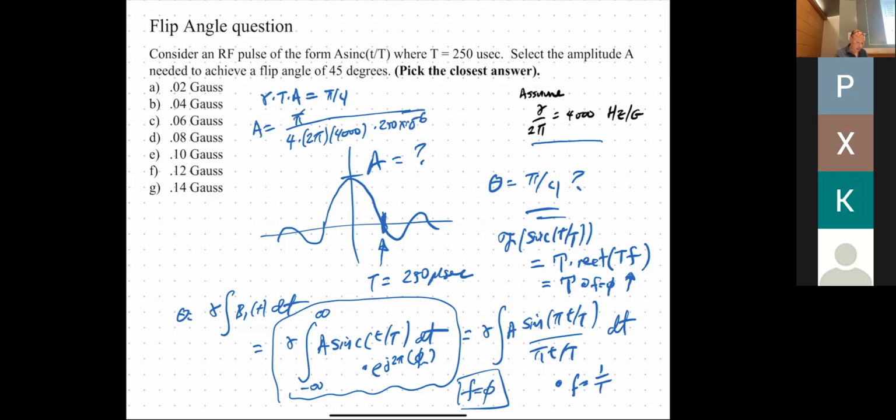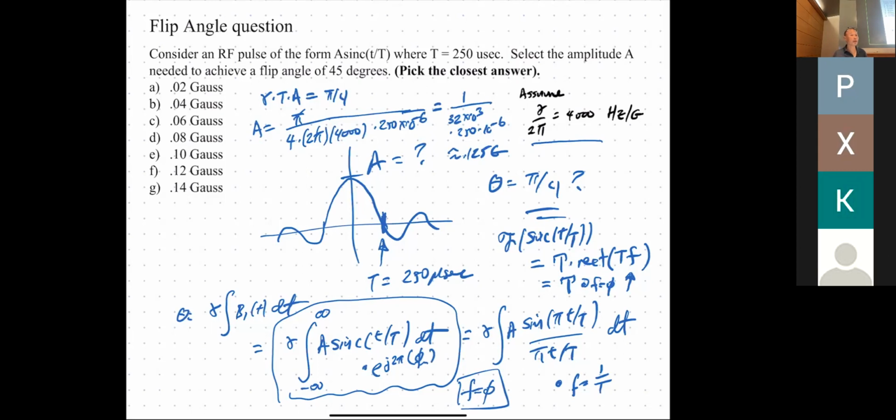The pi's cancel out. What do I get on the bottom? I get 1 over 8 times 4 is 32 times 10 to the 3 times 250 times 10 to the minus 6. I think we end up getting about 0.125 Gauss. I think that's the right answer. You guys can think about that. So I think F is the right answer, but you can verify that for yourself.